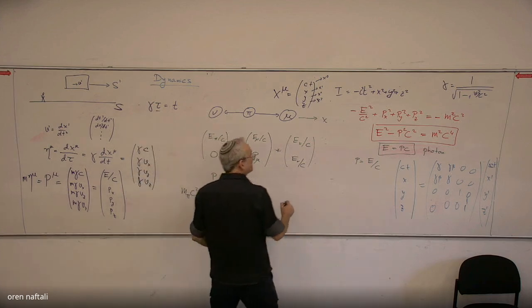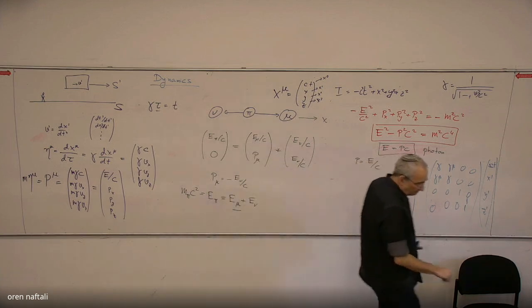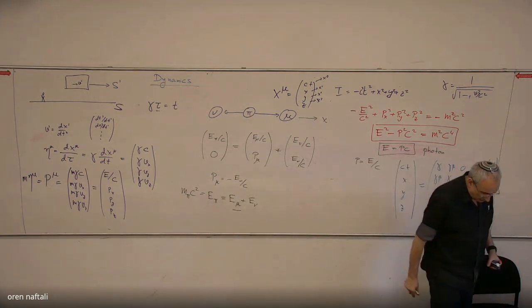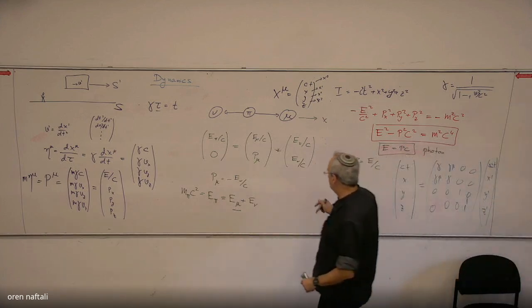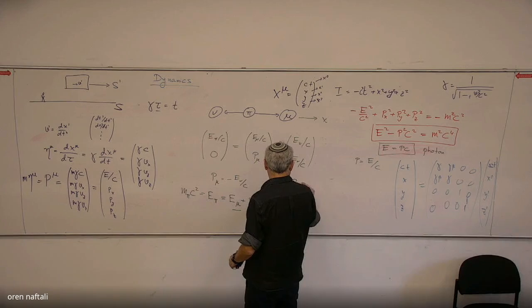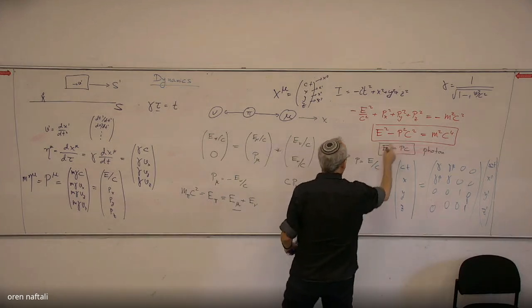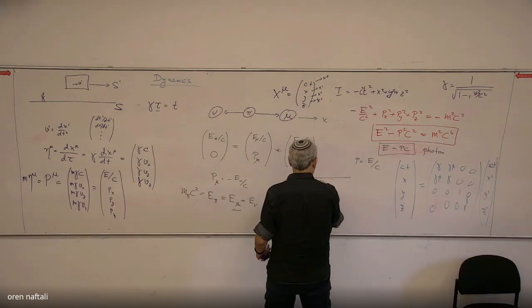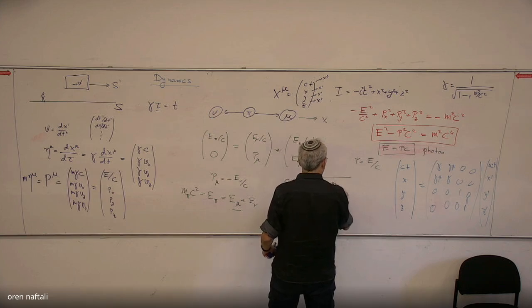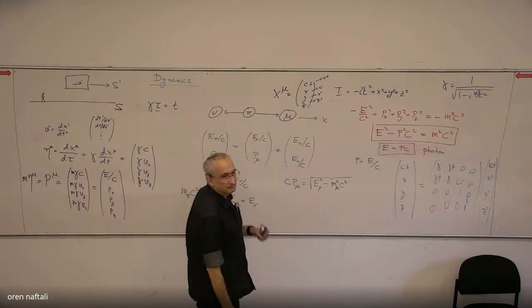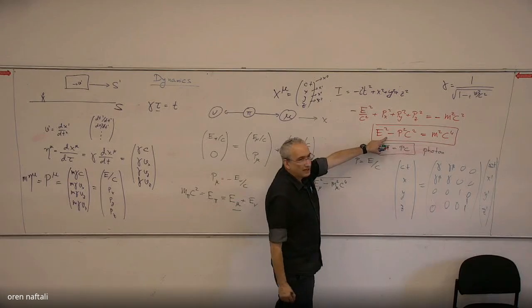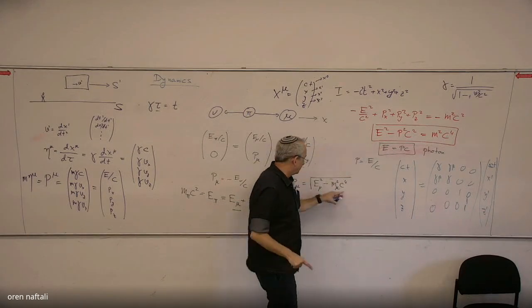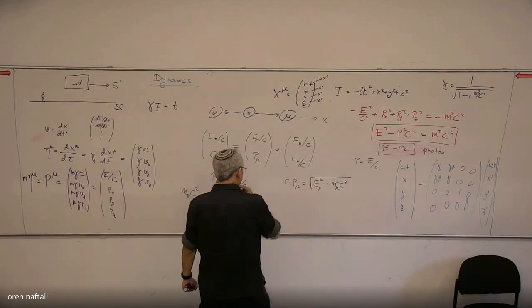So now I can implement the dispersion relation, and I want to say that C times P of the muon is equal to the square root of E muon squared minus M muon times C squared times C to the 4. Okay? So I implement the dispersion relation for the muon, which is that. Okay? And this implies what? Okay, so I can put it where?